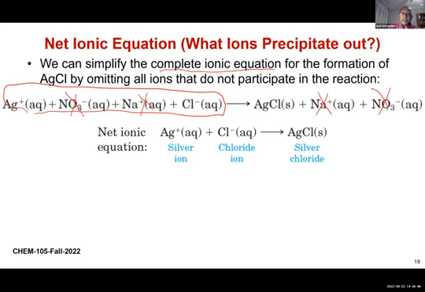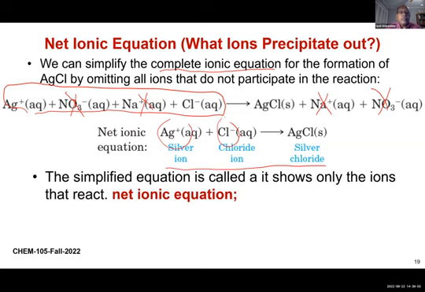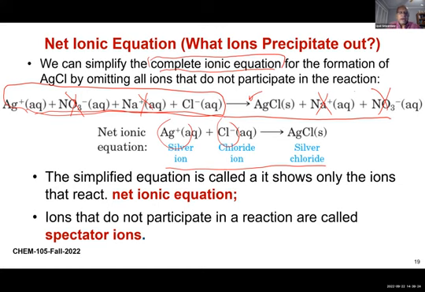The net ionic equation shows what really took place in the precipitation reaction: silver chloride is formed by the combination of silver ions and chloride ions. That is, removing spectator ions from the complete ionic equation. This is the complete ionic equation right here, the total equation. Removing spectator ions, you get the net ionic equation. Ions that do not participate in a chemical reaction are called spectator ions.